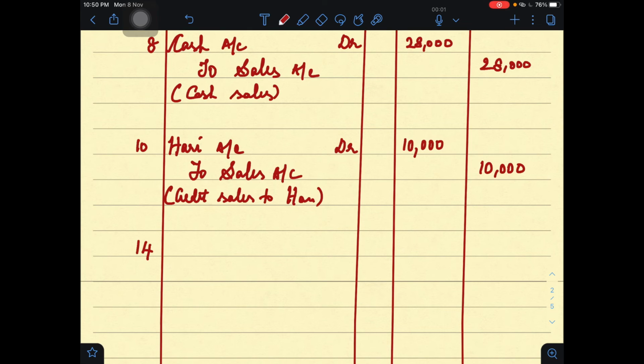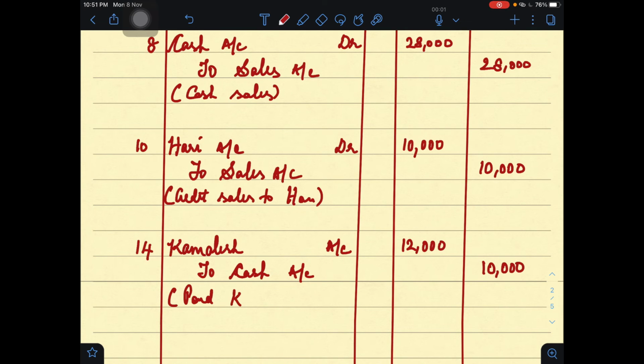Next, on 14th, Kamalesh is a creditor and Manohar is paying some cash to him. So this time Kamalesh, previously on 6th, Kamalesh was a giver of goods. This time he is a receiver of cash. Receiver of cash. So what do you say? Debit the receiver. Kamalesh being personal, debit the receiver. So this time they are paying him 12,000. How is it happening? Cash goes out. Cash is real, so credit what goes out. So Kamalesh is paid in cash, isn't it? So cash goes out. So just you say paid Kamalesh. That's all.